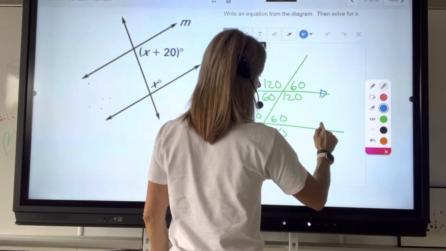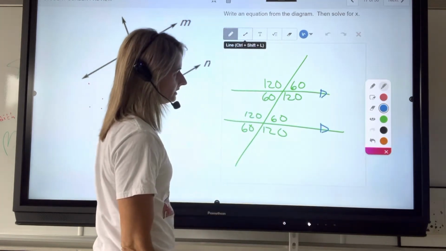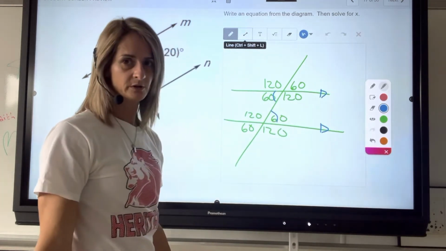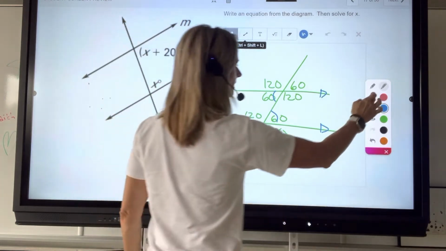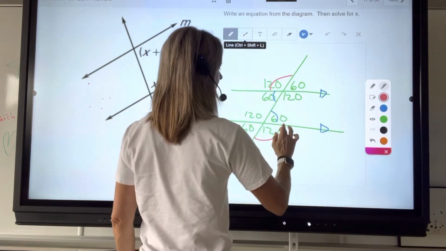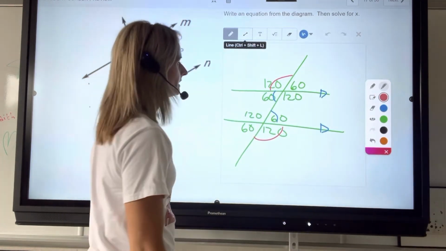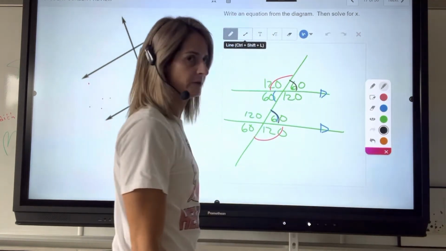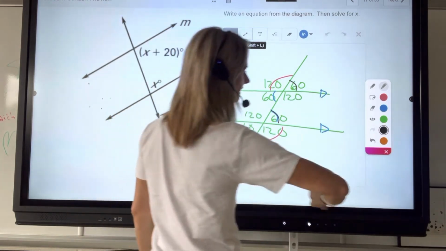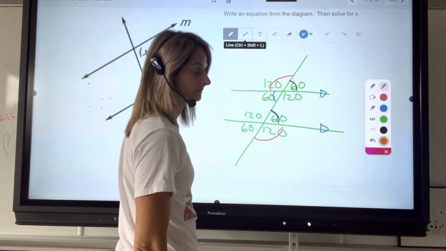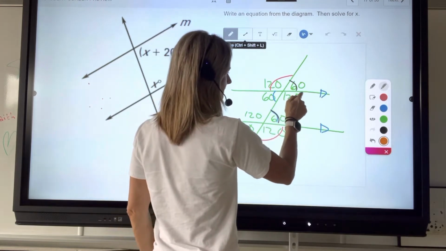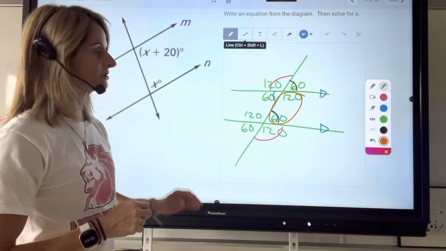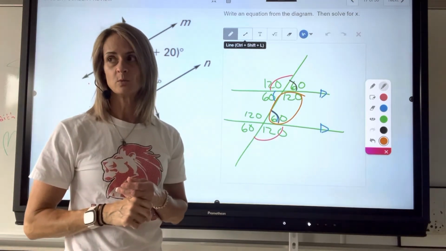You put the little marks, these little triangles that say they're parallel. You can see that alternate interior angles are the same, they're congruent. You can see that alternate exterior angles are the same, they're congruent. You can see that corresponding angles are the same, they're congruent. The relationship that's not the same is the one we're about to do, the consecutive interior. They're actually supplementary. They add up to 180.